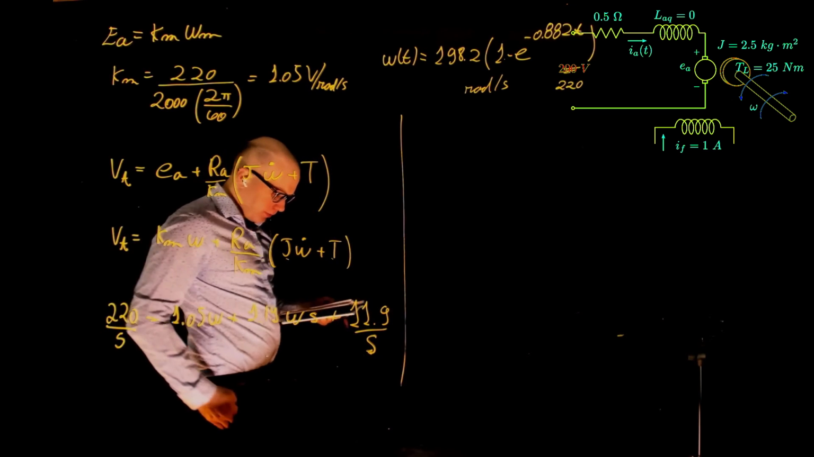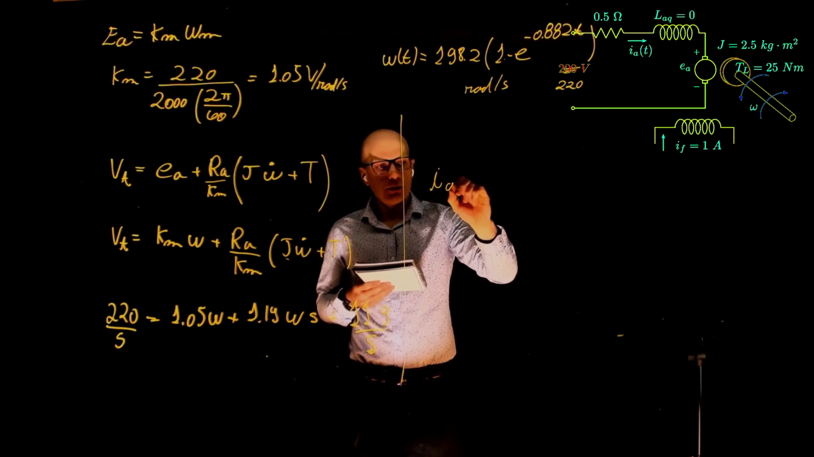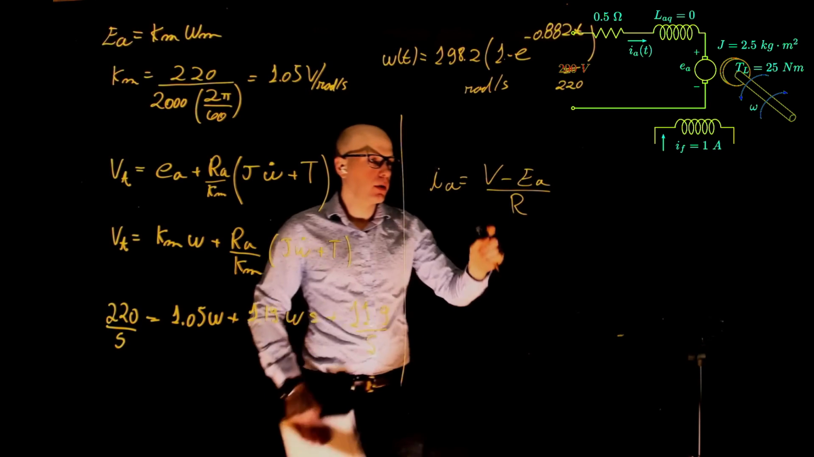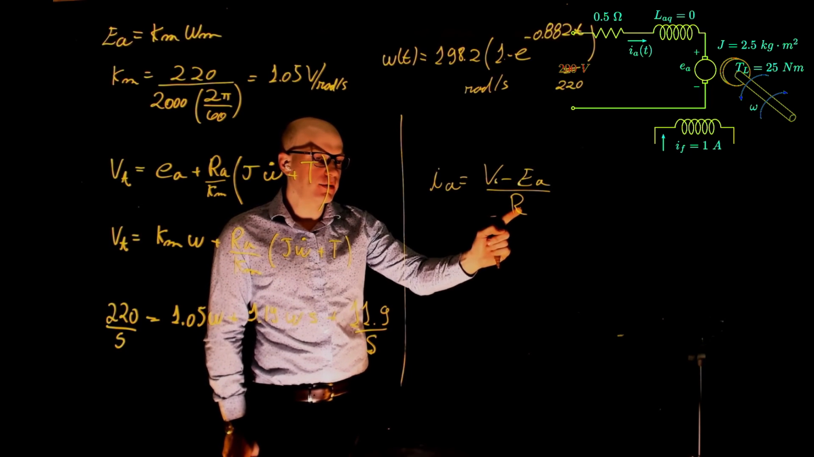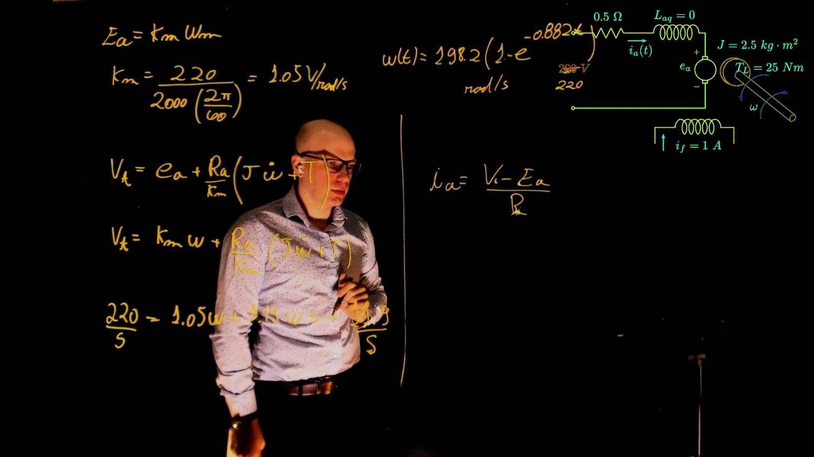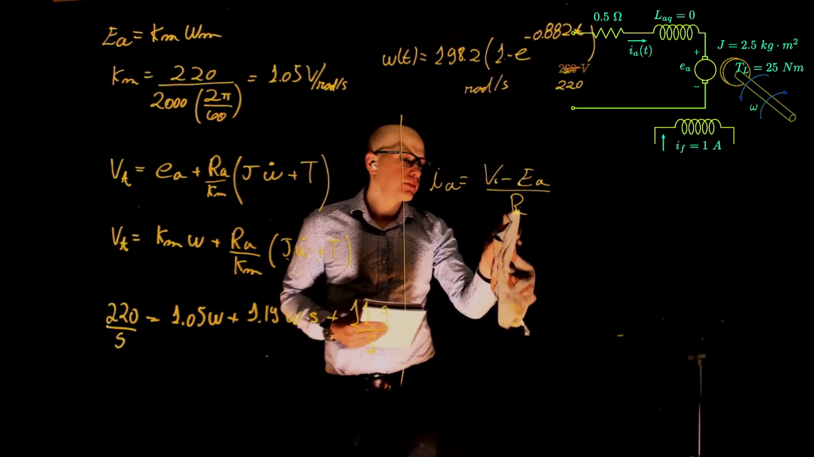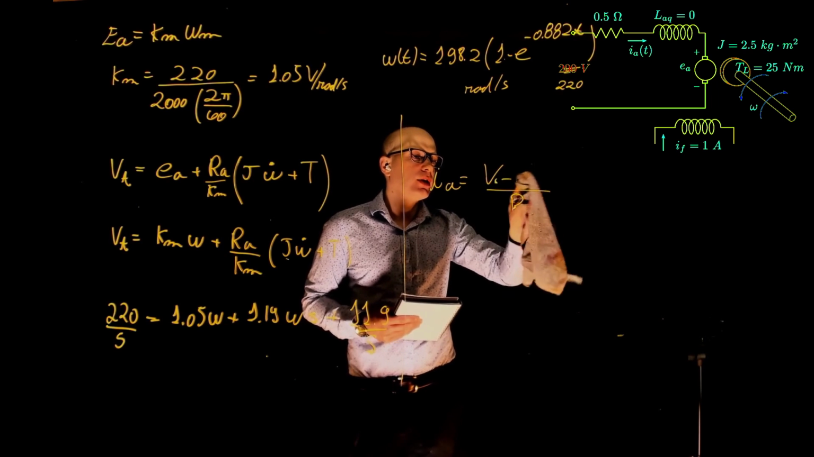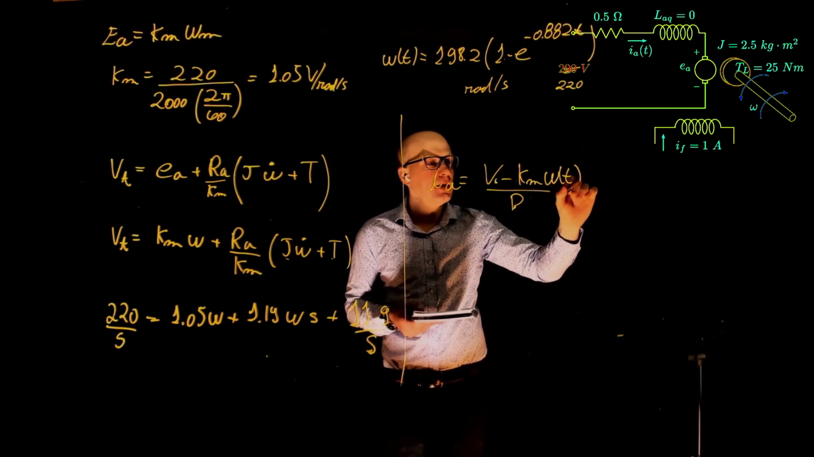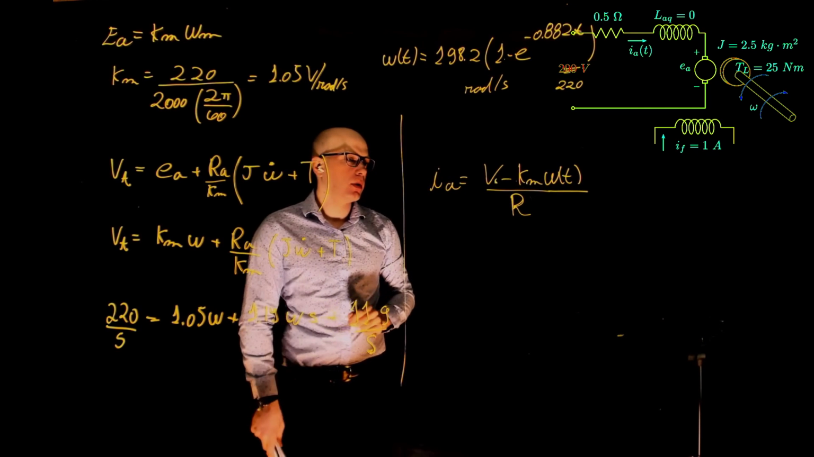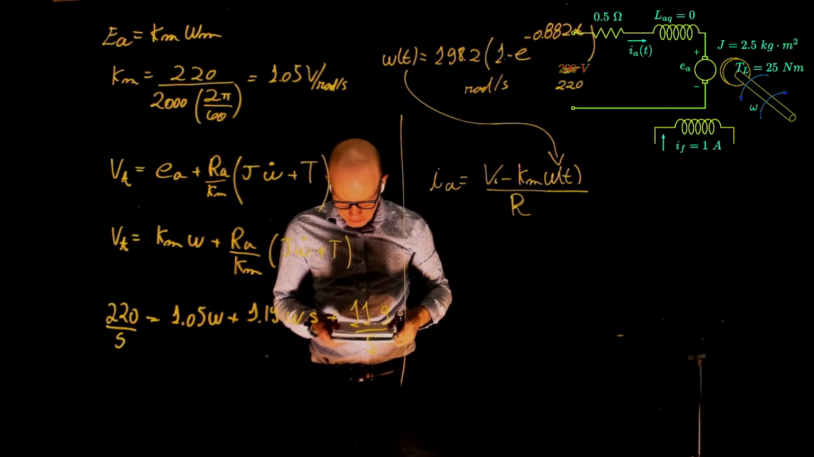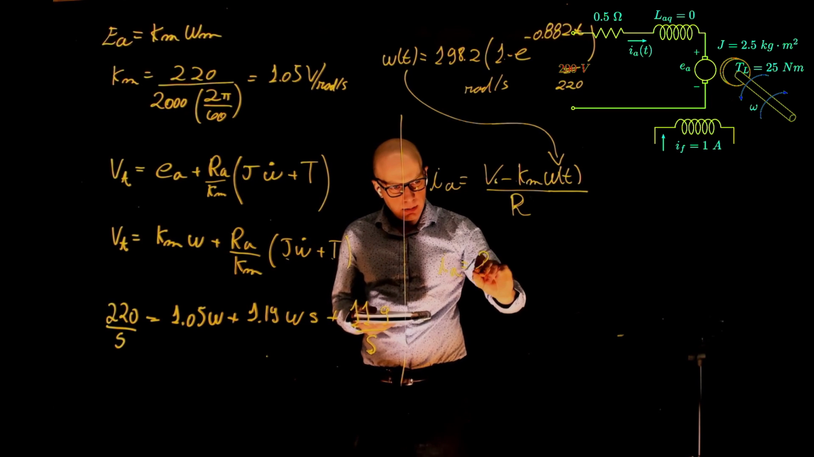What is the equation for the current? Well, we can calculate the current as the difference between the input voltage and the back EMF divided by R, because this holds when the inductance is 0. And what is exactly the EMF? We can replace it with the equation for the EMF as a function of speed, so minus Km times omega of t, divided by the resistance. You can simply input this in the time domain directly, and so this is the expression for the current.